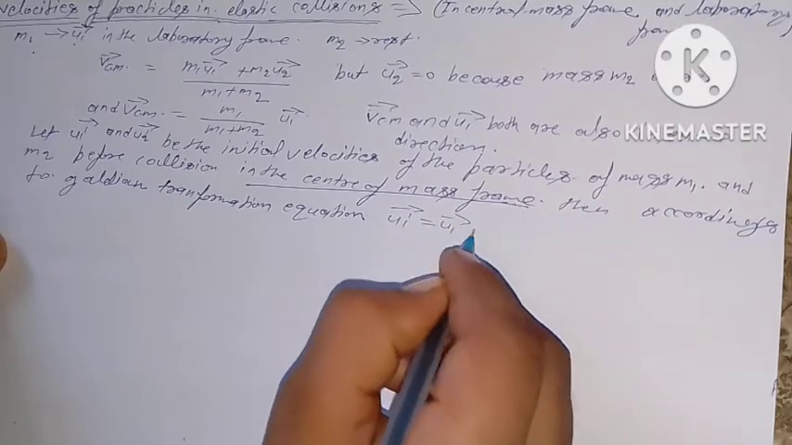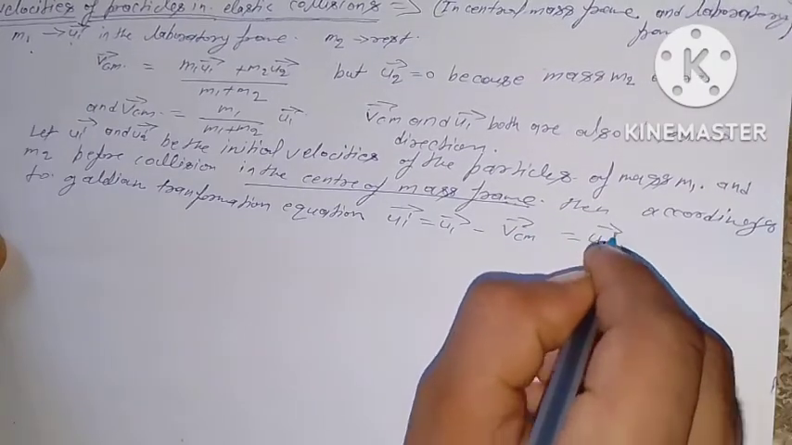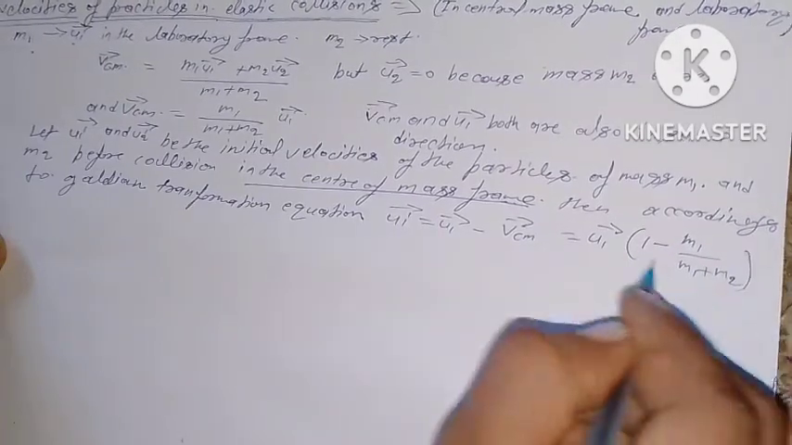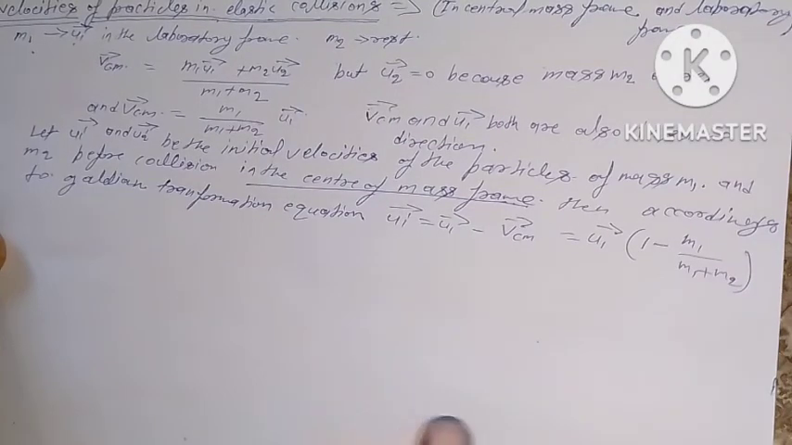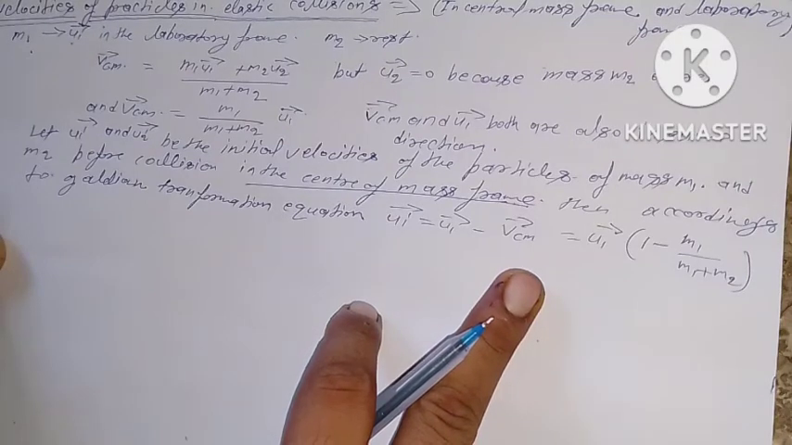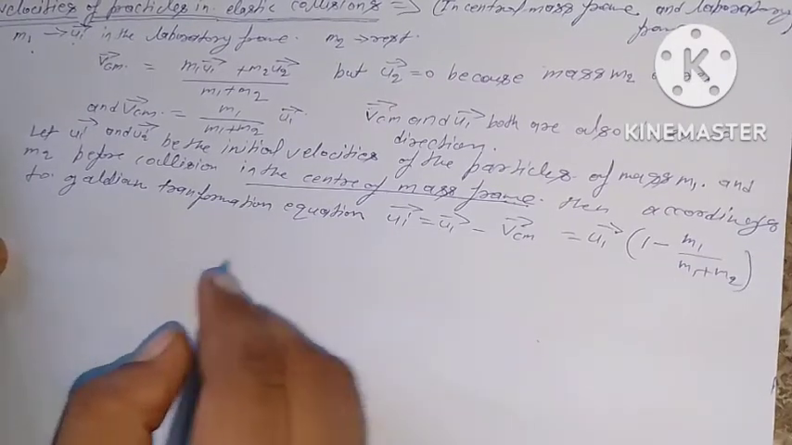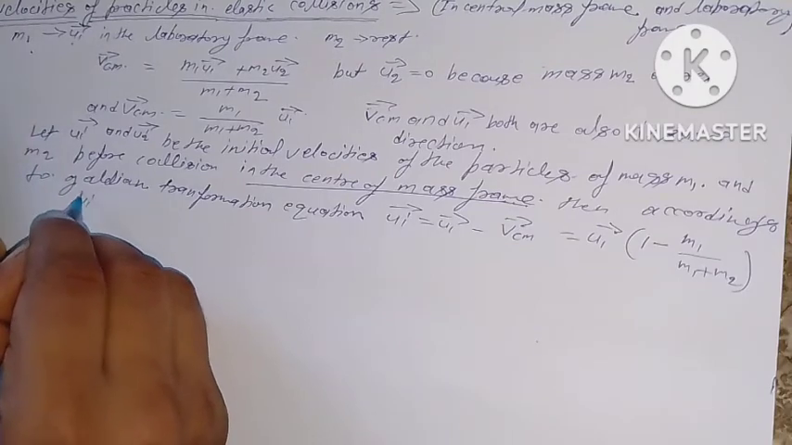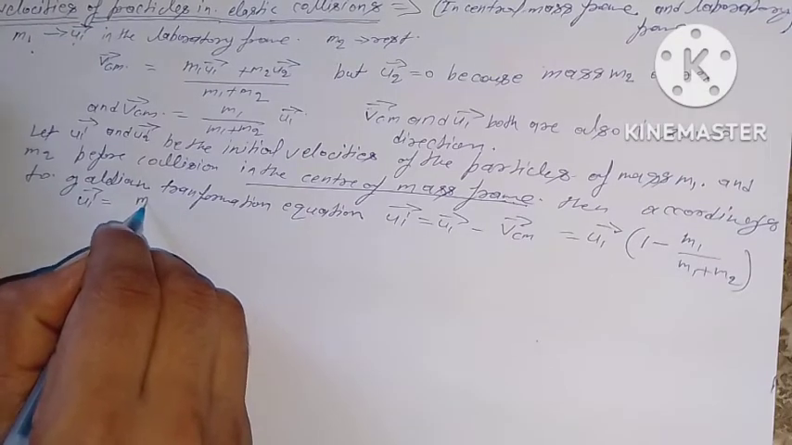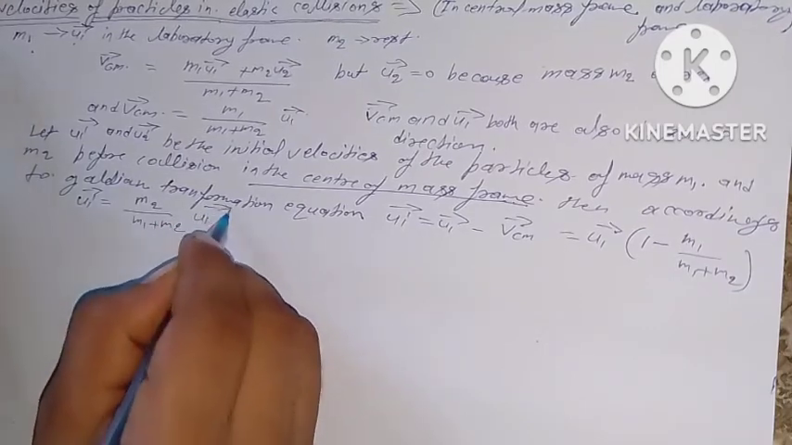u1 dash equal to u1 vector minus Vcm vector, equal to u1 vector times 1 minus m1 upon m1 plus m2, equal to u1 dash equal to m2 upon m1 plus m2 times u1 vector.